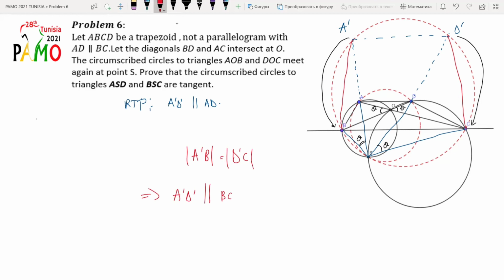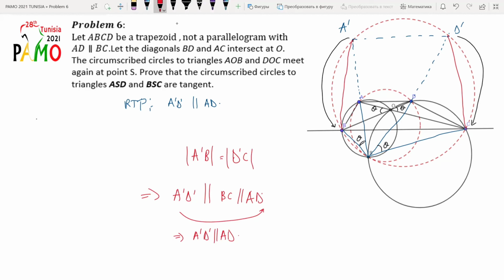We don't have to put segments here because it's not what we're talking about. So these two lines are parallel. But remember, the question says that ABCD is a trapezoid, so BC in turn is parallel to AD. So we can combine the first and the last to get that A prime D prime is parallel to AD, and this was what was required. We broke our question down, and proving this implies our question. So we have now proven what implied our question, and we're done.